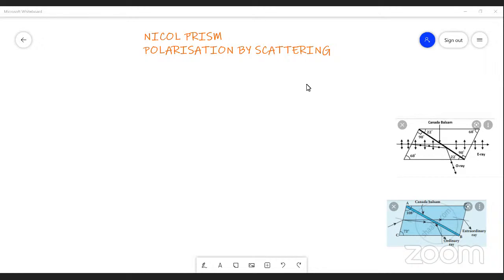Before polarization by scattering, the Nicol prism plays a very important role in this book, because the Nicol prism is very important in optics. Most of the applications are available based on polarization. First of all, the Nicol prism. What is a Nicol prism? It is very important.